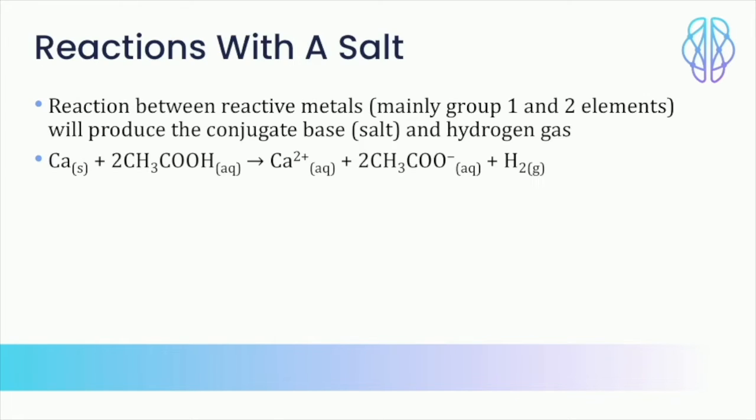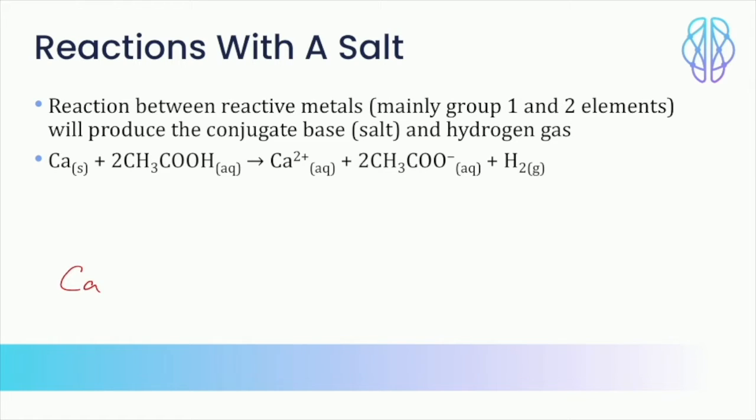So a good way of thinking about reactions involving carboxylic acids is that they're going to react in a manner that's kind of congruent with any acid. So if you have an acid such as hydrochloric acid and you make it react with a fairly reactive element such as a group 1 or group 2 metal, it's going to give you a salt and hydrogen gas. And I'll show you what I mean down below.